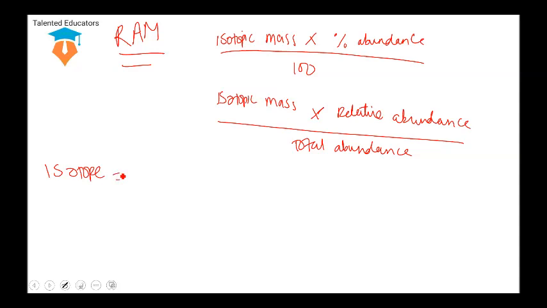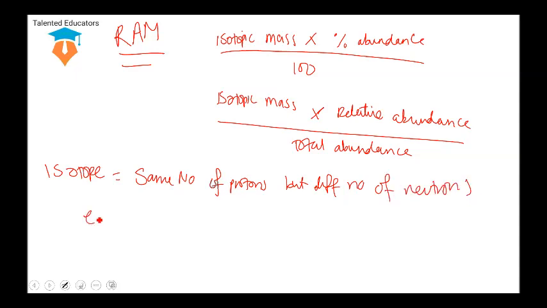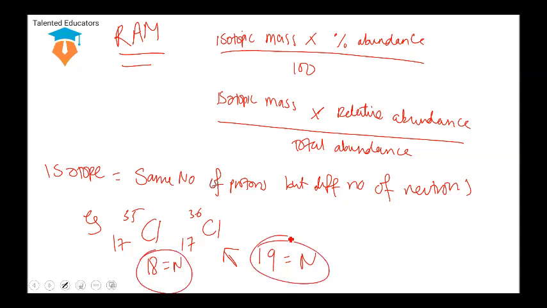What is an isotope? It contains the same number of protons but a different number of neutrons, e.g. chlorine 35 and chlorine 37. They both contain the same number, the atomic number, which is 17. However, this one contains 18 neutrons and this one contains 20 neutrons. So as you can see, neutrons have varied because that is an isotope. There are other isotopes of chlorine too. These are just the 2 I've chosen.